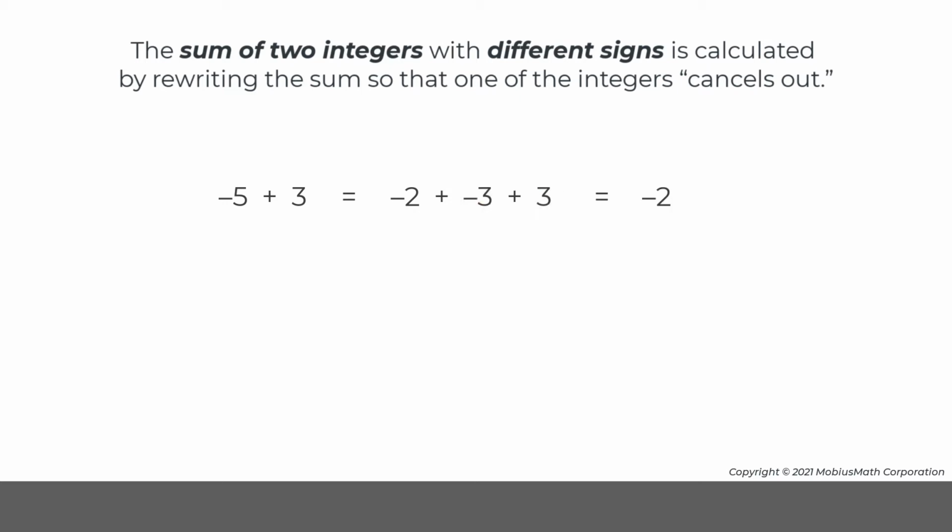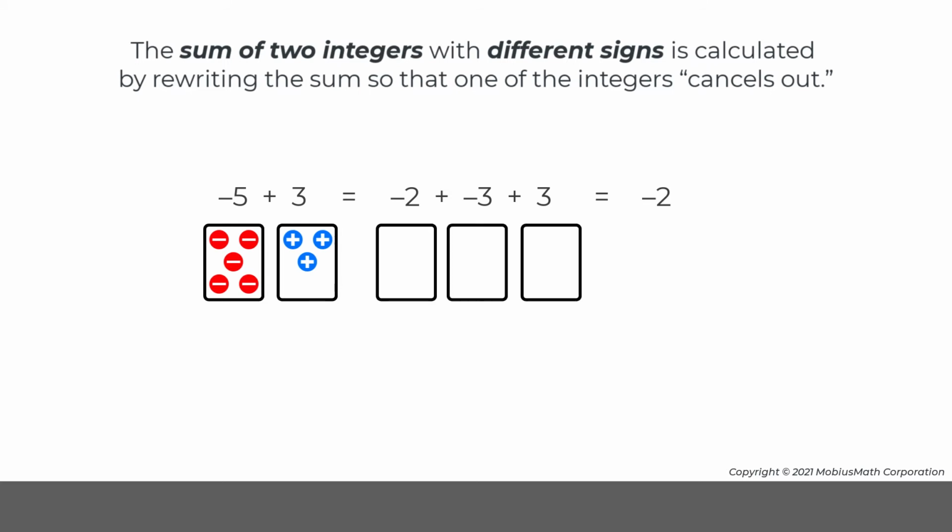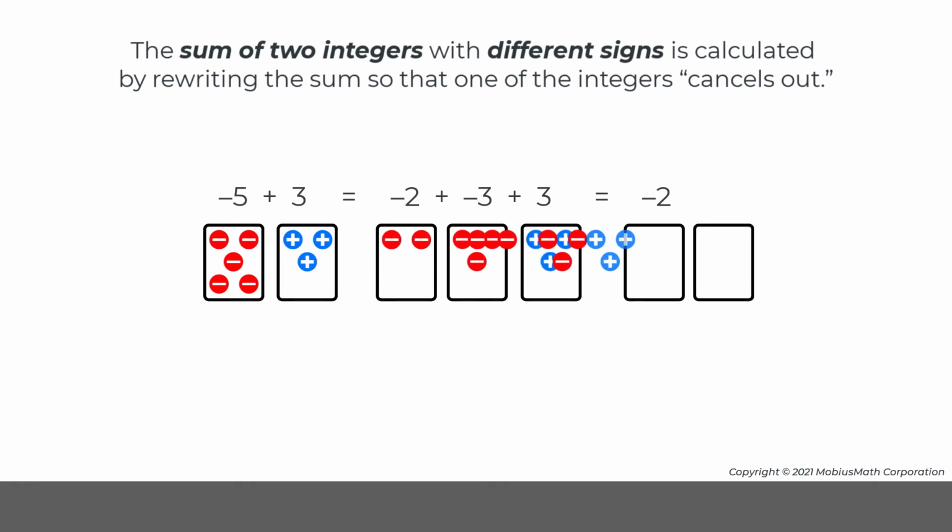This result can be justified using positive-negative chips, where 5 negative chips are added to 3 positive chips. Notice that 5 negative chips can be rearranged so that 2 negative chips are added to 3 negative chips. Then, the 3 negative chips and the 3 positive chips combine to make 0. This leaves 2 negative chips, or -2.